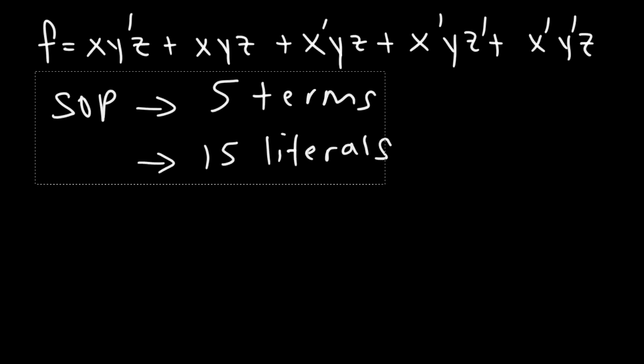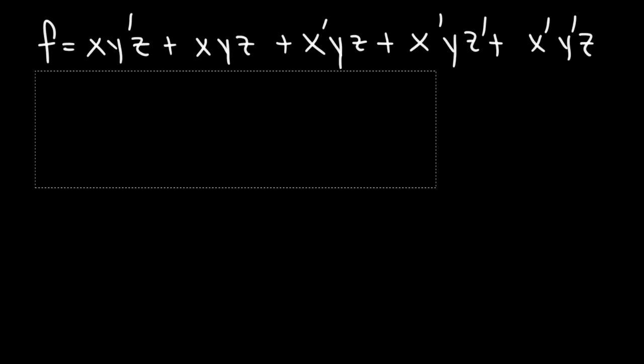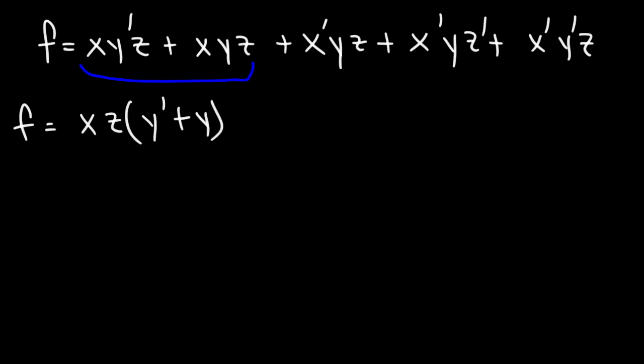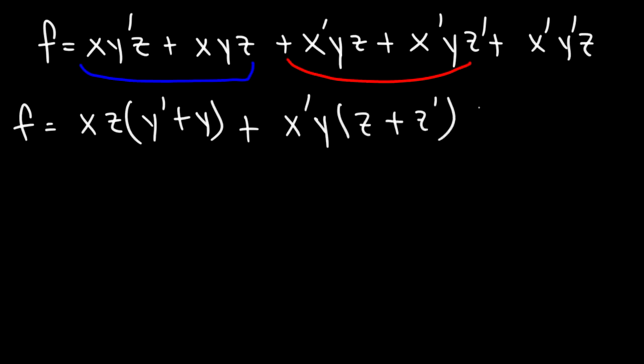So what can we do using the algebraic rules that we've just considered? The first course of action that I would recommend is to factor. In the first 2 terms, we can take out the x and the z variable, and so we'll be left with y prime plus y. Now, in the next 2 terms, notice what we can take out. We can factor out x prime and y, leaving behind z plus z prime.